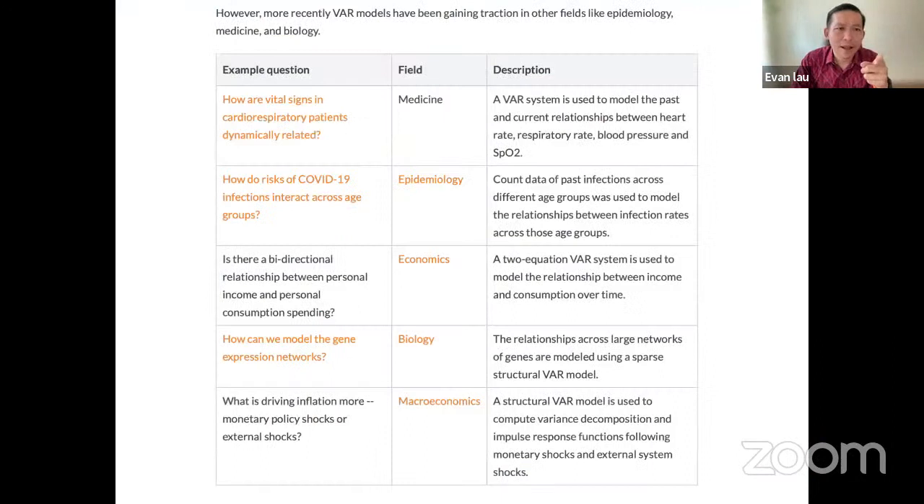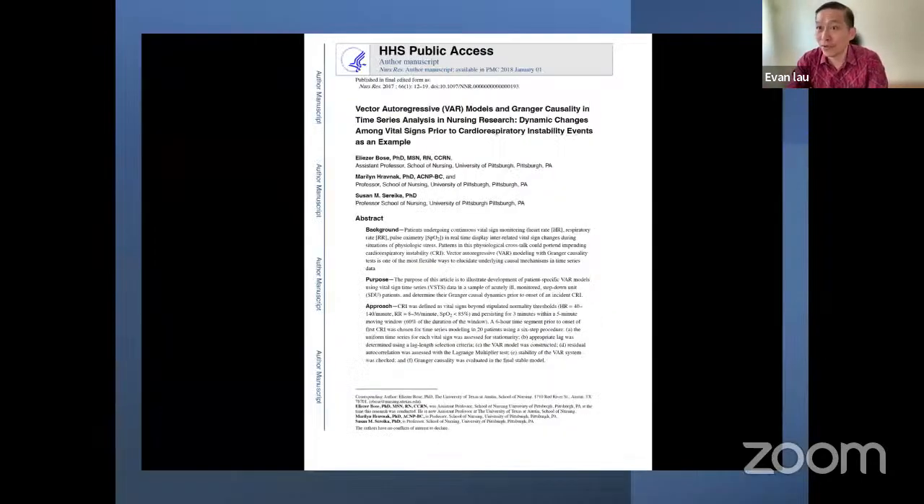This is the first article: how vital signs in respiratory patients are dynamically related as a system. Interesting, between heart rate, respiratory rate, blood pressure, and SpO2. This is what I was trying to say just now. They use that as a study. Heart rate, respiratory rate, blood pressure, and SpO2 is related to oxygen. You just learned those terms because of the pandemic, but it's good to know. They published this, and it's related.